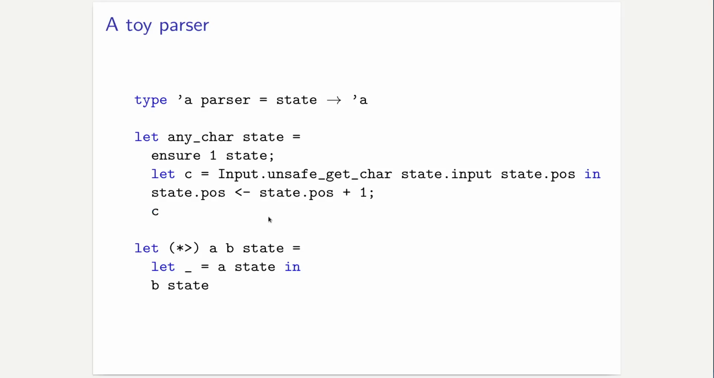And the idea is that these simple parsers can then be combined. For example, this right star combinator combines two parsers, A and B. First of all, it parses with A, then it throws the result away, and then it parses with B and returns that as the result. Maybe A consumes some white space and B parses the actual value we want.